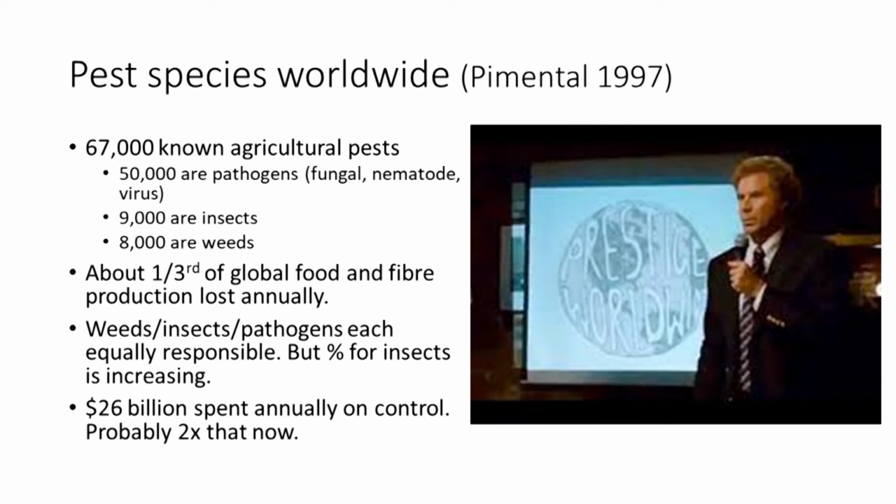So on average, $26 billion is spent annually on pest control. But this is data from 1997. It's probably about twice that now. Now, in terms of annual economic losses, it's split roughly between insects, weeds, and pathogens. Each of those is responsible for roughly 1/3 of the total economic damage caused by agricultural pests.